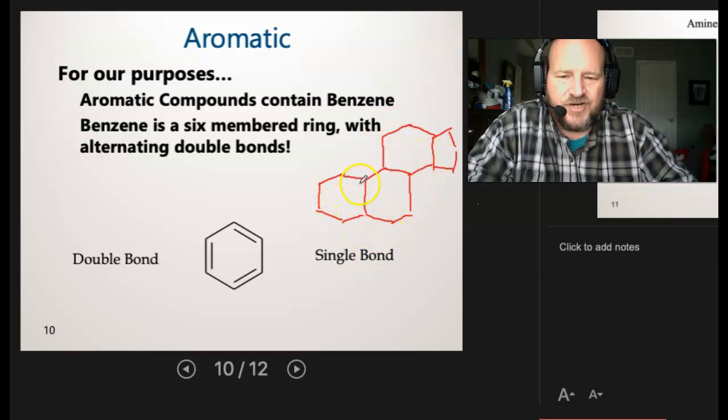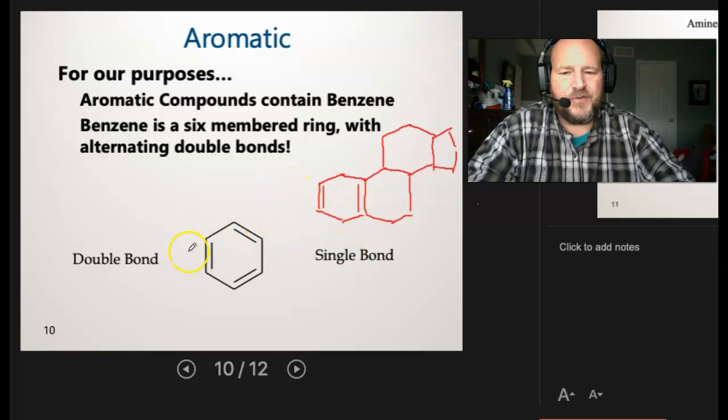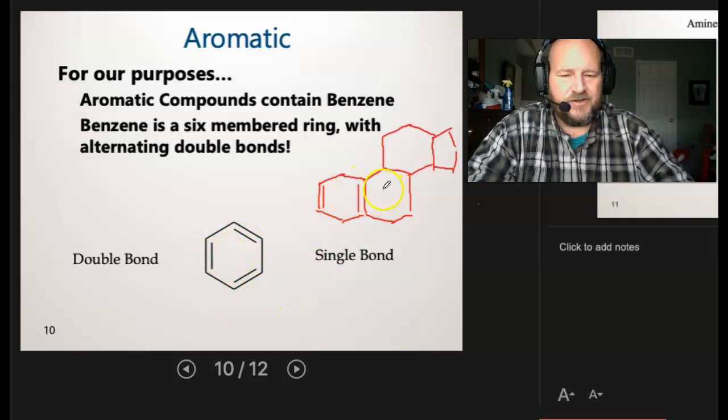And some of them will get tricky because they'll put like a double bond here and a double bond here. Okay, that's not aromatic. It has to be 3 double bonds. It has to be alternating. They can't be next to each other. So physically they cannot be next to each other.